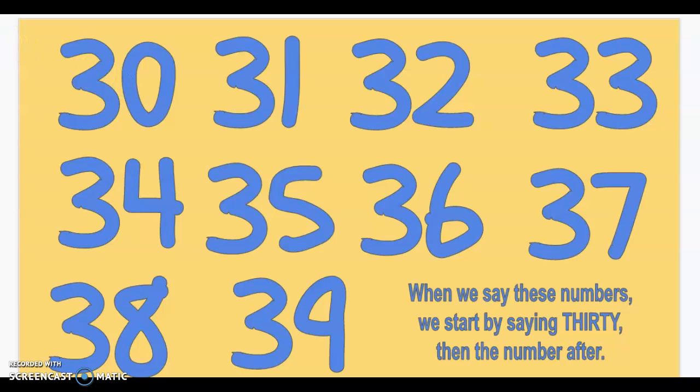Okay, so when we say these numbers, when you see this one, you're just going to call it 30. But when you see the rest of them, you're going to say 30 and then the number that comes after in the ones place. So 30, 31, 32, 33, 34, 35, 36, 37, 38, 39. Good.